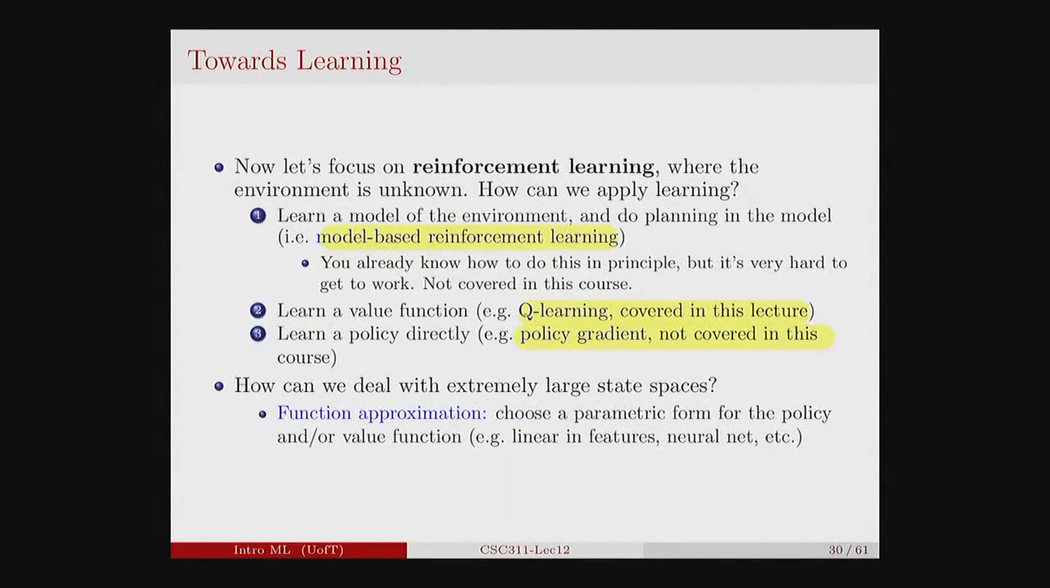And so what we're going to do is think about what happens when we don't have the dynamics and we have to do some form of learning. What do we do in that instance? There's a few strategies. We talked about learning, we talked about how to do planning. And in the context of learning, one idea is to do model-based reinforcement learning.